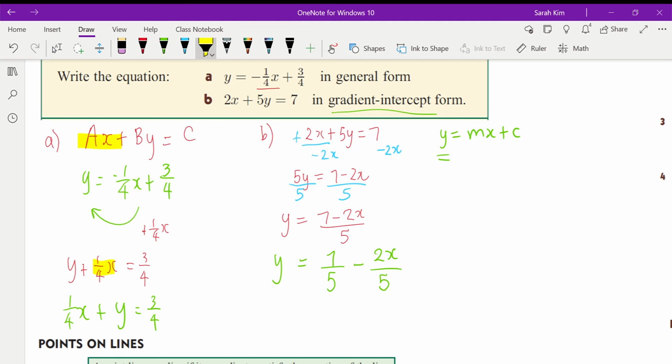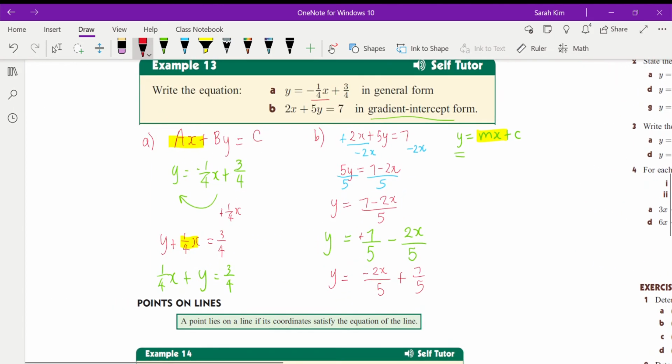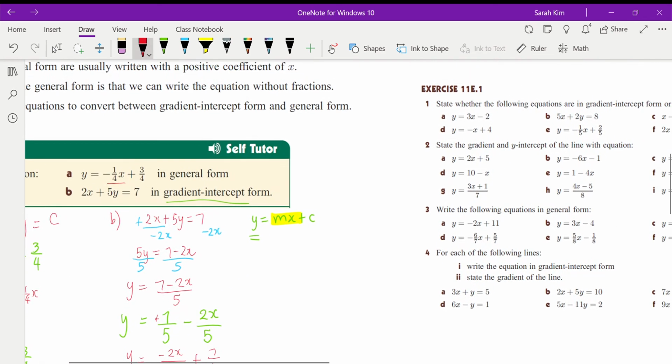Now, if you have a look, we like to write the x term at the front. So this one has the x, so that needs to go at the front. So y equals negative 2x over 5 plus 7 over 5, because that technically has a plus. So that's how you write it. And if you rearrange it to the correct form, it should always look something like this. You should always have the x term first and the c, which is just a number, at the back. For general form, you always have to have the x term, the y term, and the number in that order. It has to be in that order.